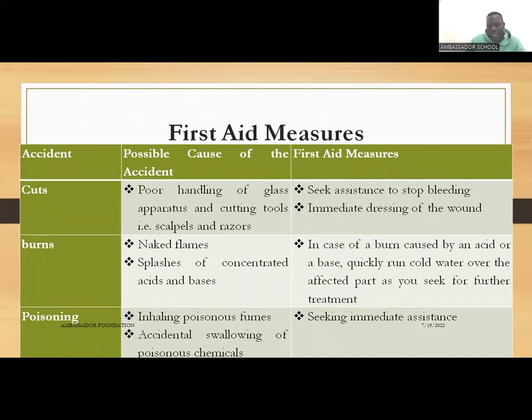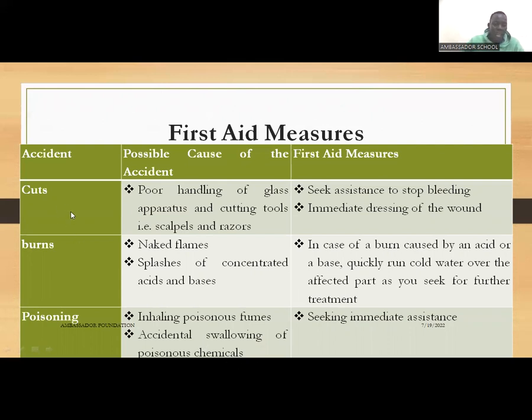Now, accident is accident, and sometimes in the lab, it has to occur. So what happens is, when accidents occur, what do we do? We call it the first aid measures. First of all, I want us to see some of these accidents that can occur in the lab. Then we see what causes them and what to respond, or the first aid measures in each case.